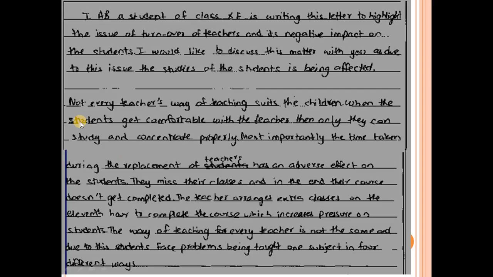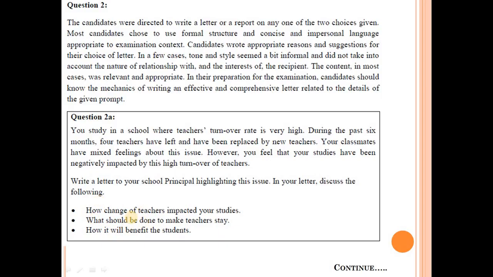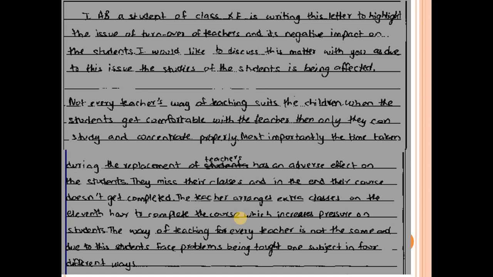Second paragraph, look at this. See, in these points, the second point mentions what should be done to make teachers stay. The first point mentions how change of teachers impacted your study. As we have already gone through the question, the last 3 points given in the question were how change of teachers impacted your studies. Now here, this entire paragraph actually deals with how change of teachers impacted students' studies. Let's read from the very beginning.